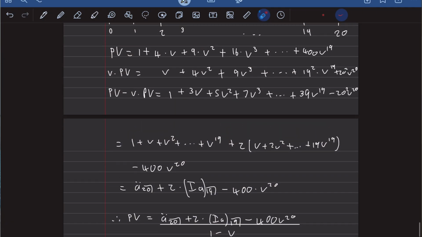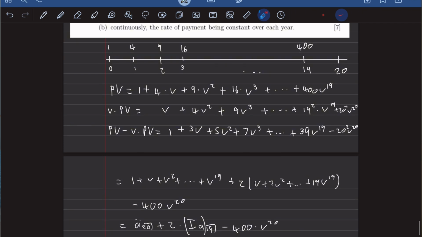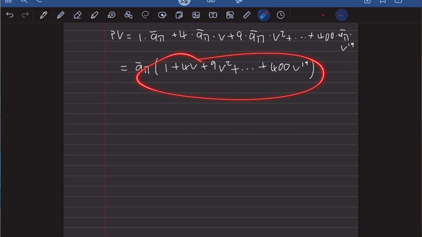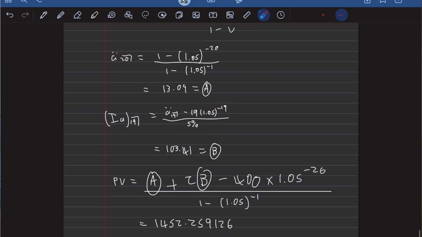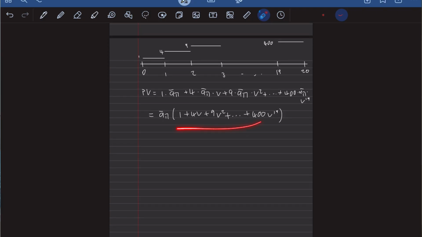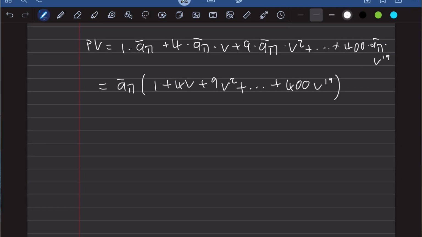This looks exactly like this, right? So 1 plus 4v plus 9v squared plus 16v cubed. That's exactly the same as what's in this bracket. So this part is exactly going to be our answer that we just solved. So all we have to do is sub in this for this bracket. So our present value is going to be basically this formula.